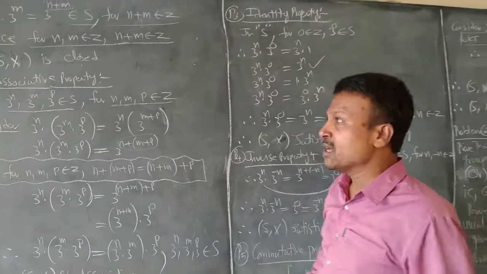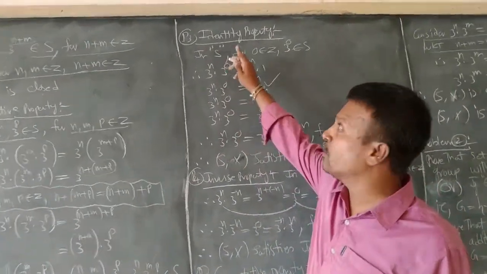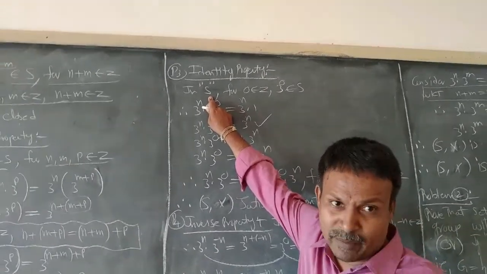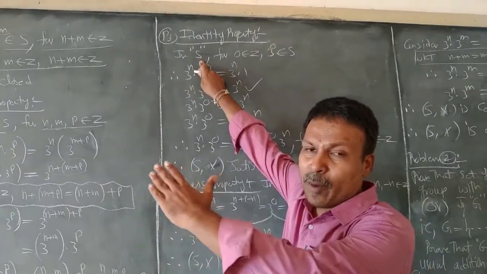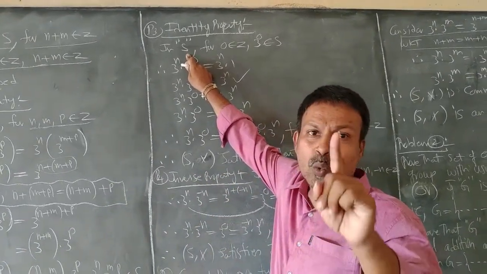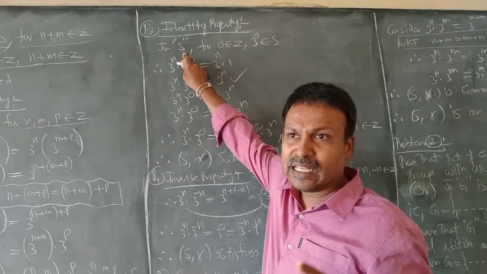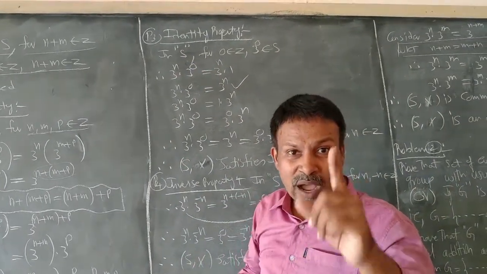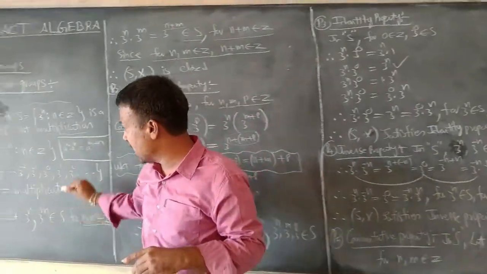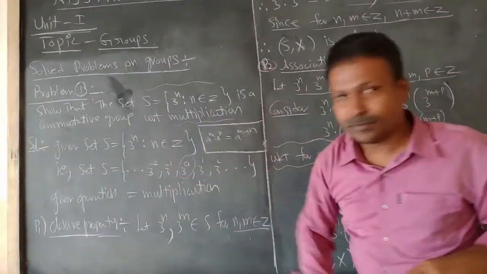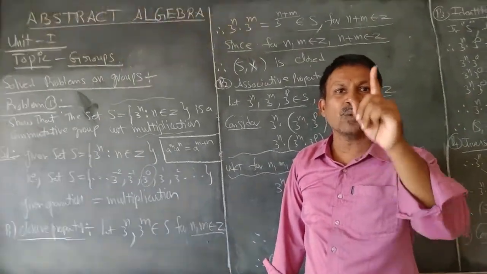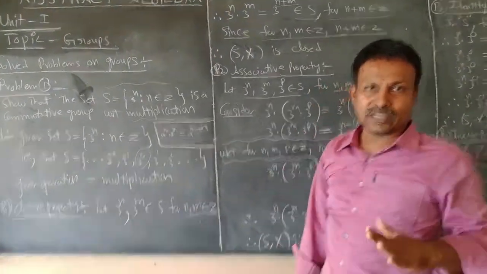If I move on to the next property, that is the third property, identity property. In set S, we have to find out an identity element. So here the given operation is multiplication. With respect to multiplication, we definitely know that 1 is the multiplicative identity. So we have to search for this 1 in set S, right? If we go to set S, once again 3 power 0. So 3 power 0 is the disguised form of identity element 1 with respect to multiplication.